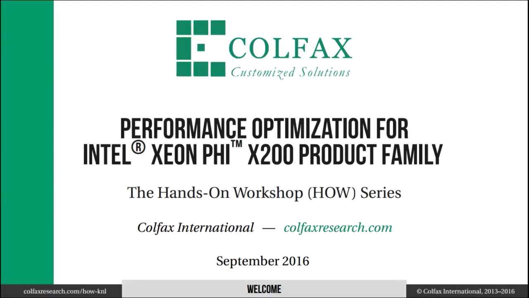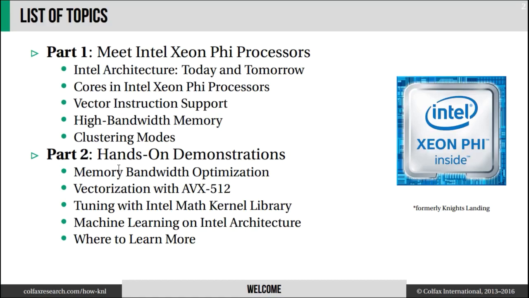Welcome to the hands-on workshop, Performance Optimization for Intel Xeon Phi Processors. This is episode 4. I am Andrei Vladimirov with Colfax International. In this episode, we will talk about the utilization of high bandwidth memory in Intel Xeon Phi processors of the second generation.